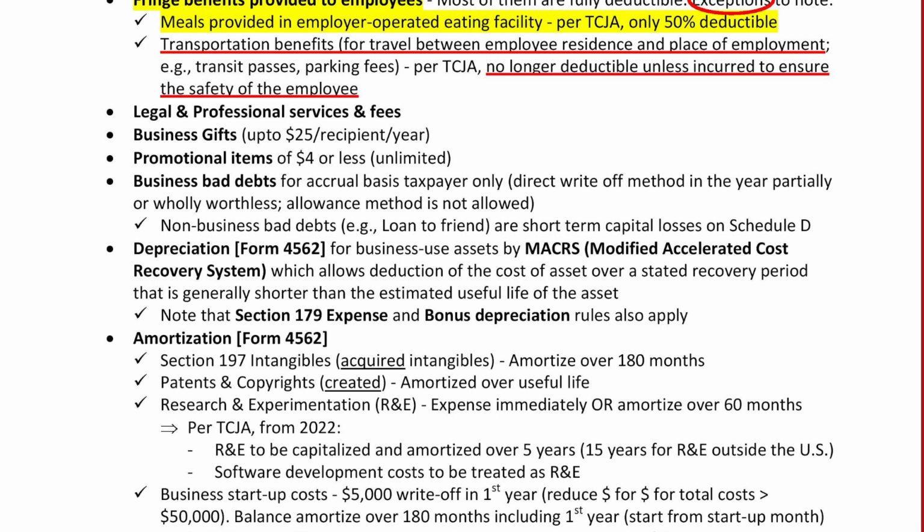Then you have deduction for business gifts, which is up to $25 per recipient per year. Next, business bad debts. And these are expenses allowed for accrual basis taxpayers only. And this is because a cash basis taxpayer can't expense bad debt.